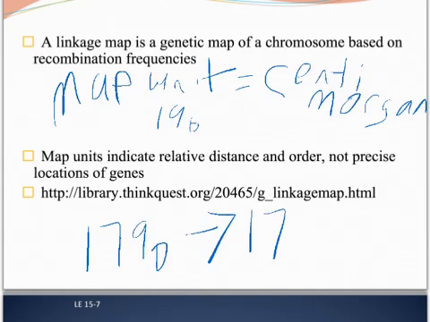Okay. All right. What I want you to do now is go to that link I have for you at the bottom of the page, library.thinkquest.org/20465. And on the blue sheet, I want you to follow along and fill out that blue sheet off of that website. So you should have got a packet. Front sheet should be a blue sheet. Okay? Go ahead and do that now.